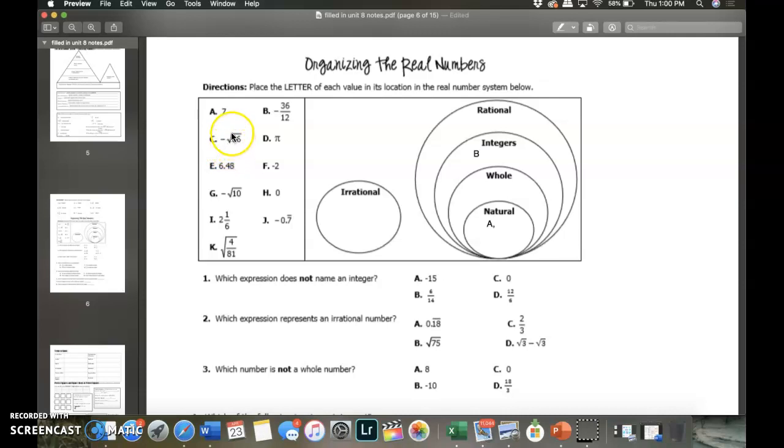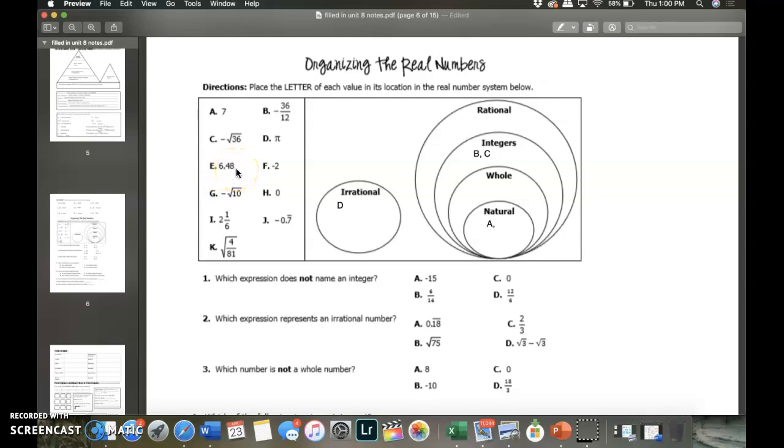The negative square root of 36, we just talked about that. So what's the square root of 36? 6. Put a negative in front of it. So again, I'm classifying it as negative 6, which is an integer as well, comma, C. D, the poster child for irrational numbers, which is pi.